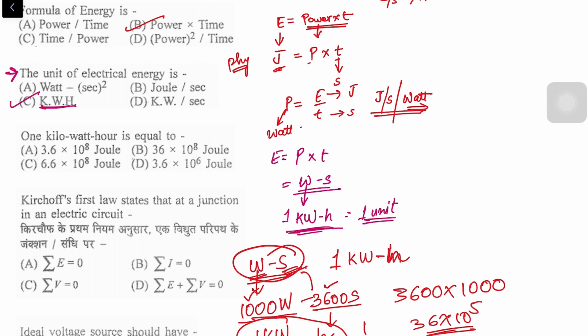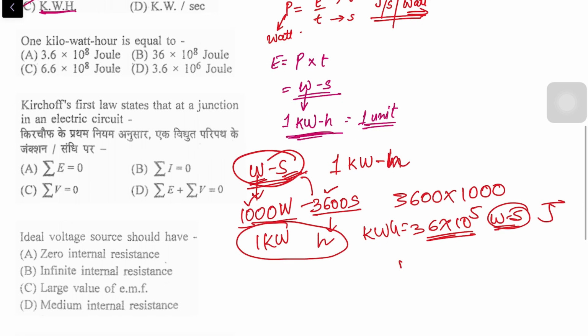So we can say 1 kWh is equal to 36 into 10 power 5 watt second, and watt second is also called joules. Okay, 1 joule is equal to 1 watt second. Understood? So 1 kWh is equal to 36 into 10 power 5 joules, we can tell.